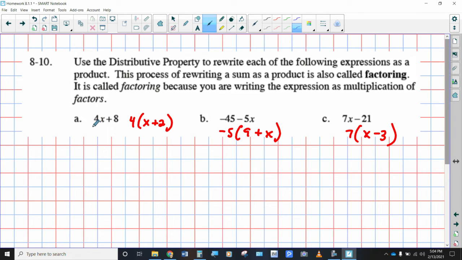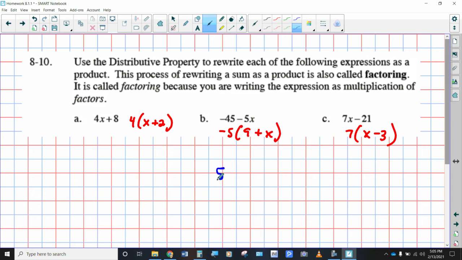So if I divide both of them by 4, 4 divided by 4 gives you the 1x, and 8 divided by 4 gives you the 2, and we had factored out the 4, so we would write it on the outside. Check it to make sure when you send in the dive bombers that you get back to where you started, and we did. 4 times x is 4x, and 4 times 2 is 8. So here, what do the negative 45 and the negative 5 have in common? Well, they have negative 5 in common.